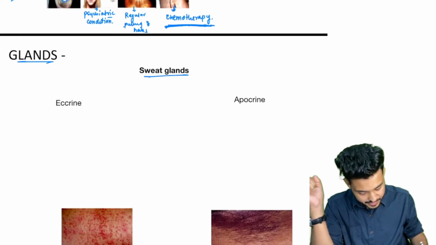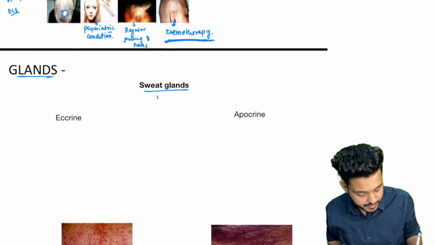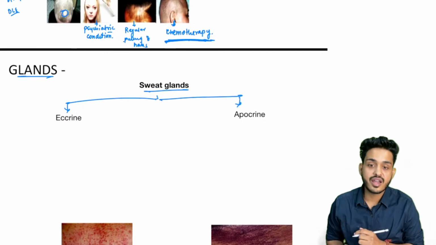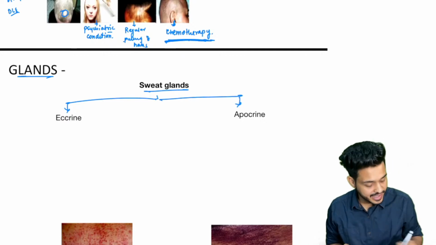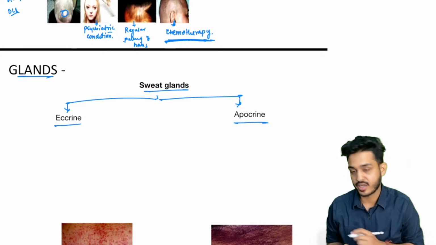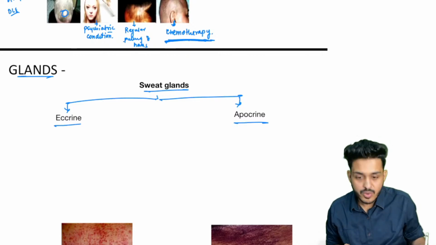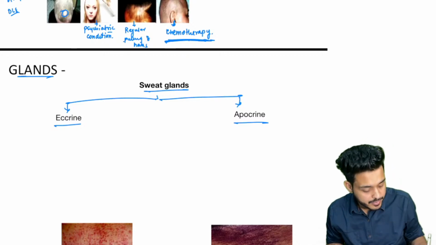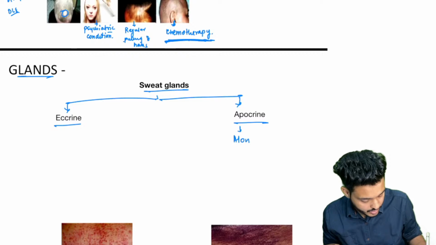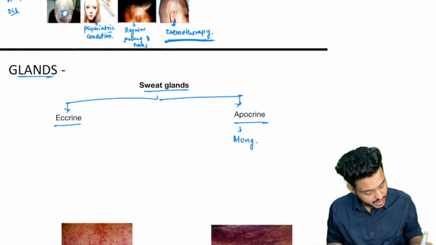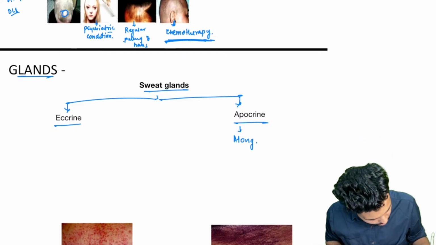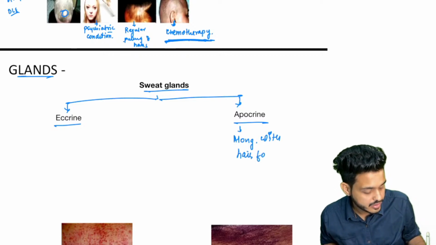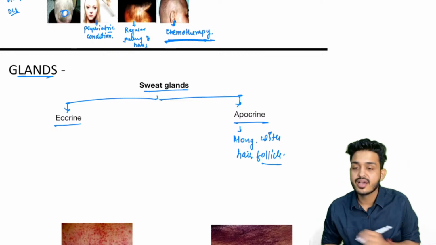Let's look at sweat glands. First thing, sweat glands are basically of two types. First one is your eccrine gland and second one is your apocrine gland. They are of two types. What does apo mean? Apo means always with something, along or together. So that would be opening along with the hair follicle.